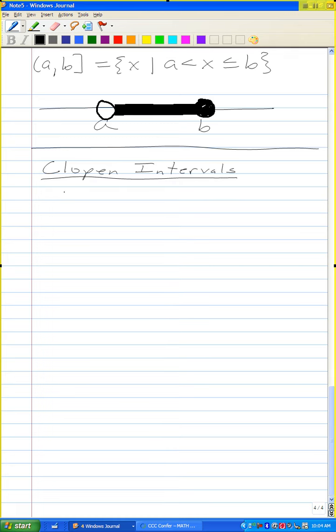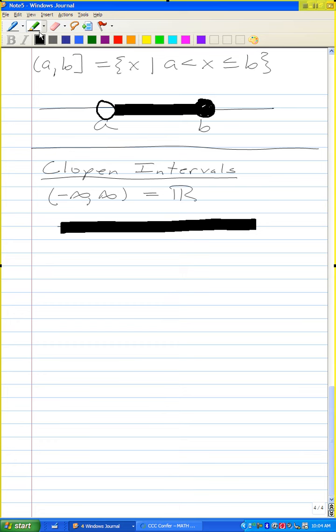And so everything, negative infinity to infinity. So this is just a set of all real numbers. So it's everything. So it's just everything here.